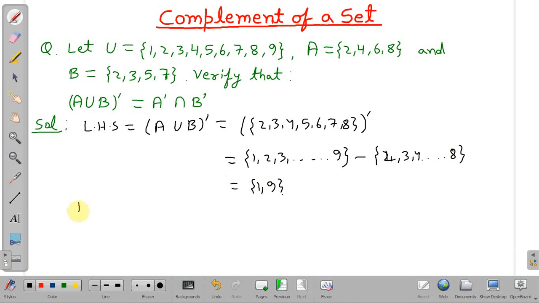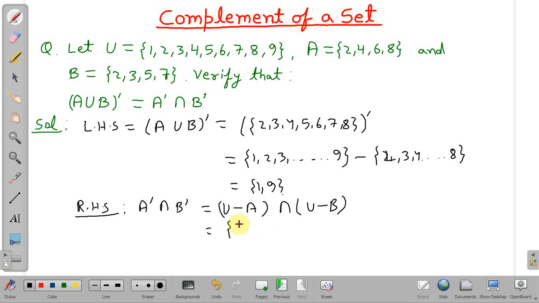Next, we will find the RHS. So for the RHS, we have A complement intersection B complement. So what will be A complement? A complement means U minus A. So U minus A intersection U minus B. We will find U minus A and then U minus B, and then we will take the intersection of both. So U minus A: all the even numbers we should subtract from the universal set. So it will be 1, 3, 5, 7, 9.